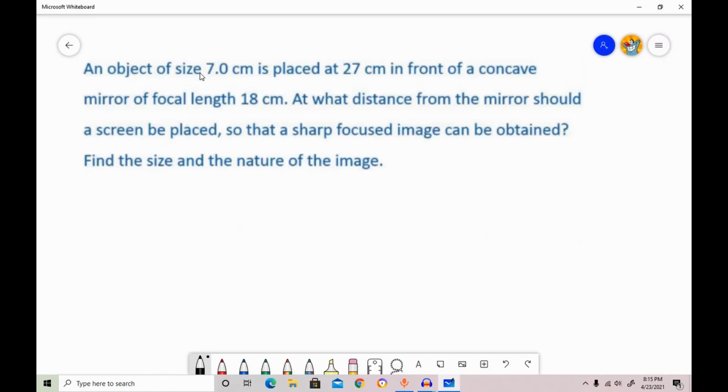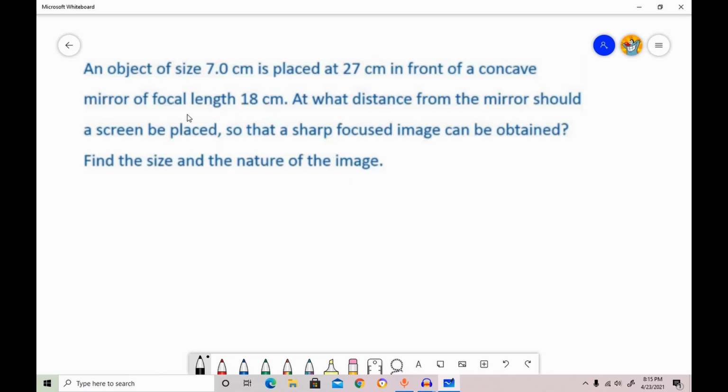So this is one of the NCERT question papers. First, as I said already, you have to read the question carefully. An object of size 7 cm is placed at 27 cm in front of a concave mirror of focal length 18 cm. At what distance from the mirror should the screen be placed so that a sharp focused image can be obtained? Find the size and nature of the image.